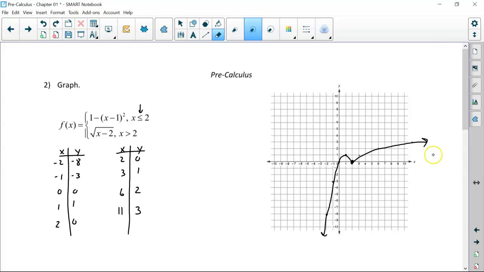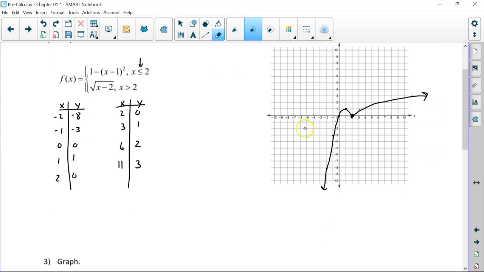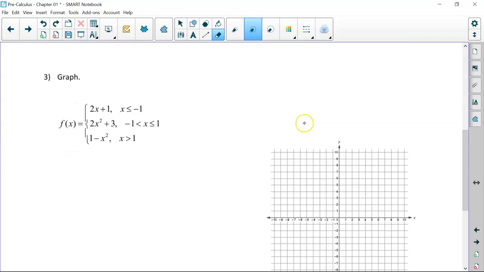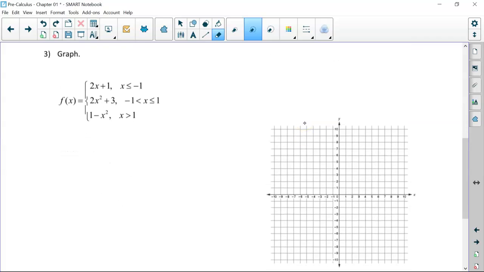Let's do one more piecewise function, then we'll get into the step functions. Here we have 3 pieces in our piecewise function. So we'll start with the top, then the middle, then the bottom. So we'll make a table, x and y. These are for our values less than or equal to -1. So let's do a -4, a -3, -2, and a -1.